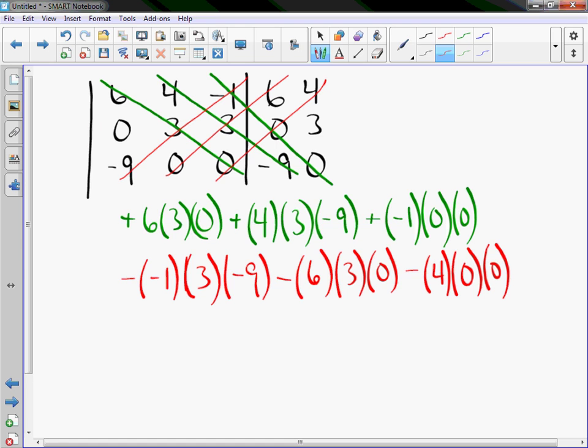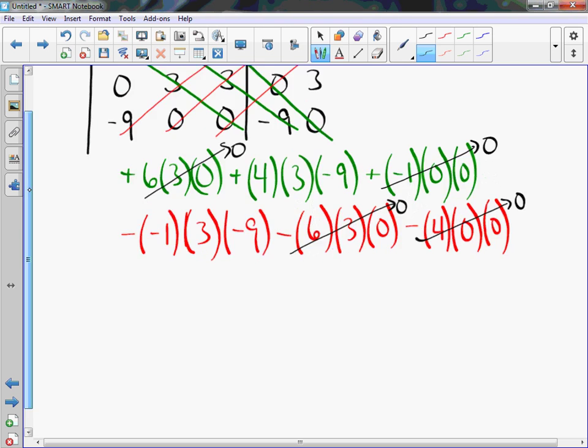Now I'm just going to cancel out anything that has a 0 in it, because 0 times anything is 0. So this goes to 0. This goes to 0. This term goes to 0, and so does this term. So I only have a couple of terms left to work with here.